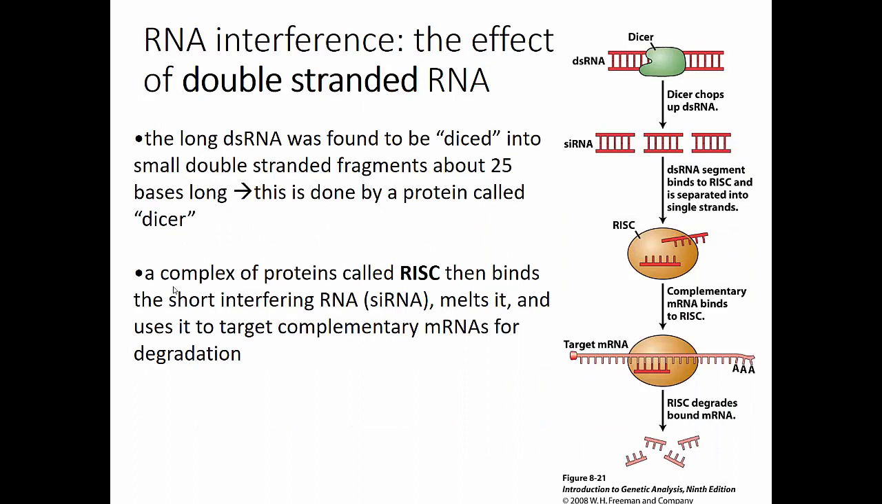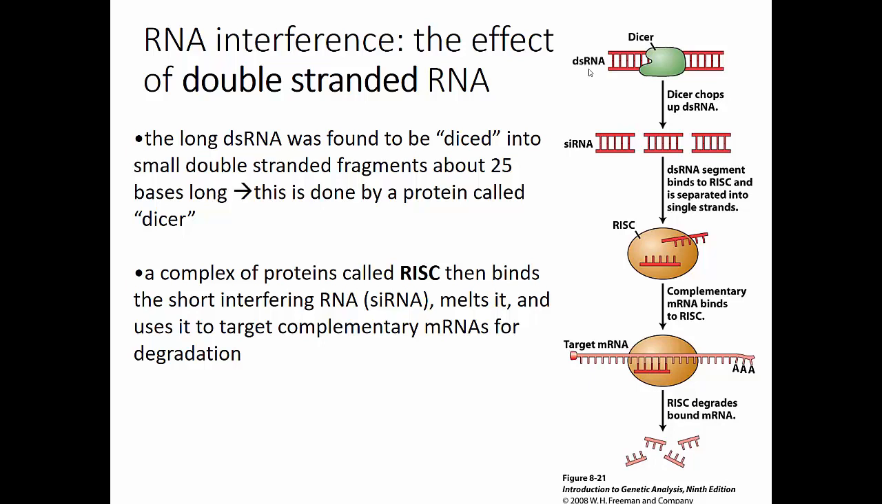So certainly Fire and Mello did additional work on this, but then a lot of other individuals also contributed to discovering the pathway that is involved in the effect that was observed with double-stranded RNA. So RNA interference is the effect of double-stranded RNA to cause the degradation of similar messenger RNA sequences in the cell. So what was found is that double-stranded RNA is actually bound by a particular protein called dicer. Dicer does just what you'd think it would do.